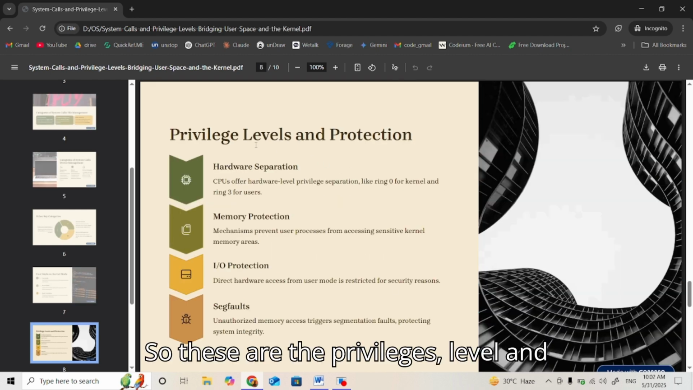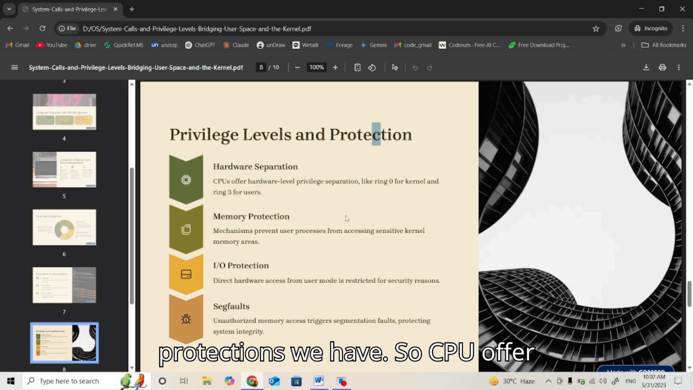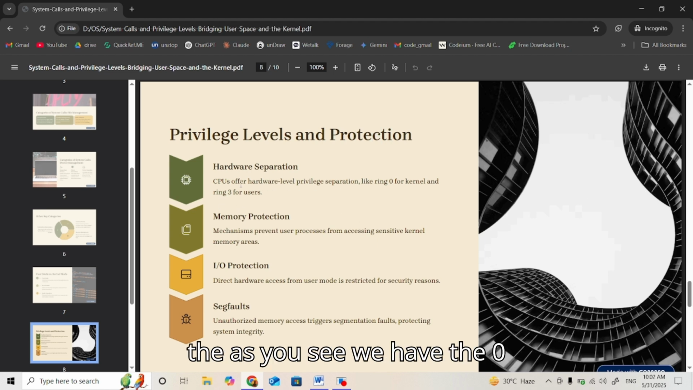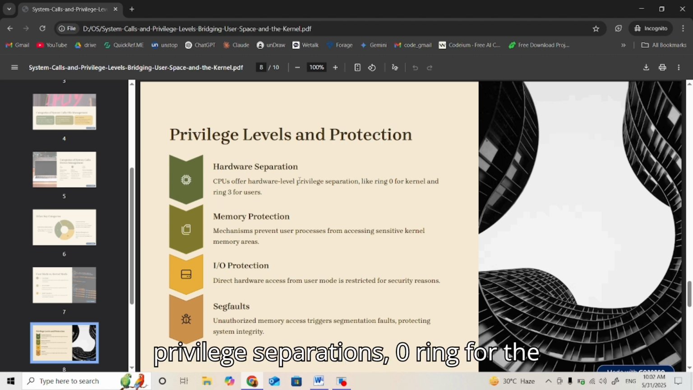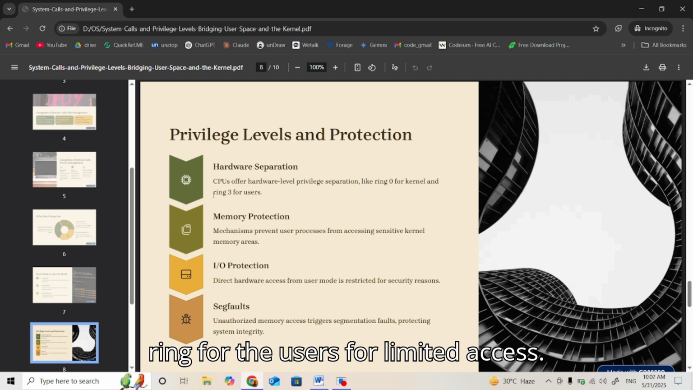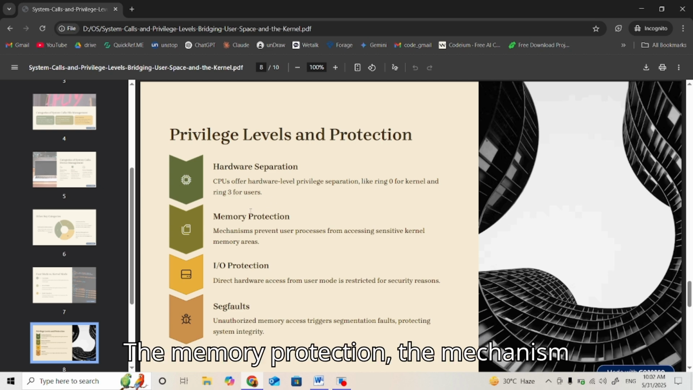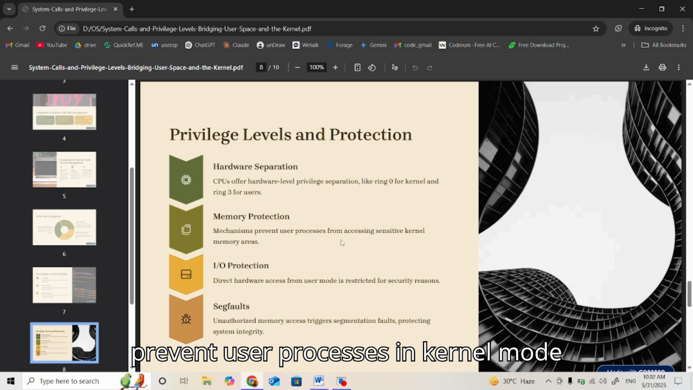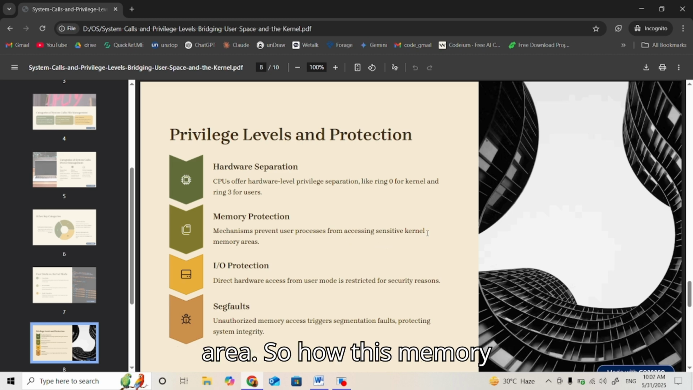So there's the privilege levels and protections we have. The CPU offers, as you see, zero privilege separation: ring zero for the kernel for all the access, and ring three for the users for limited access. Memory protection is the mechanism that prevents user processes from reaching the kernel mode area.